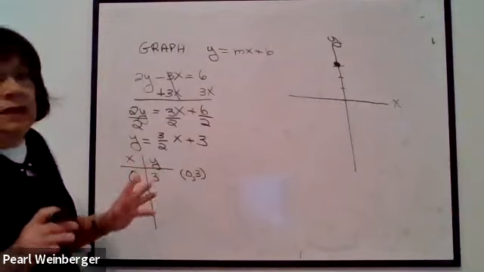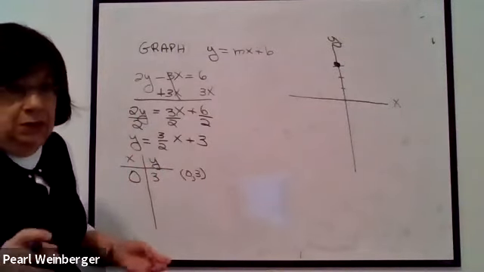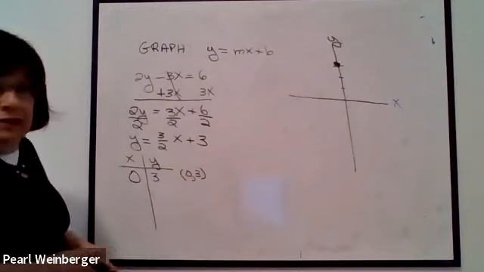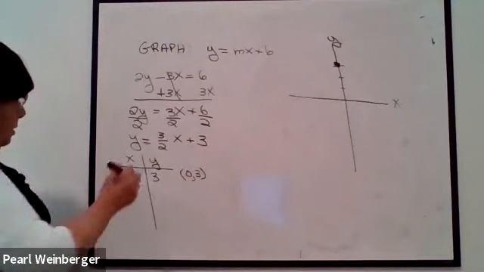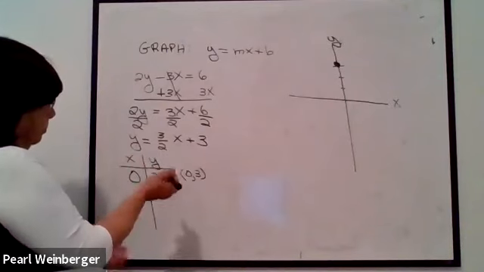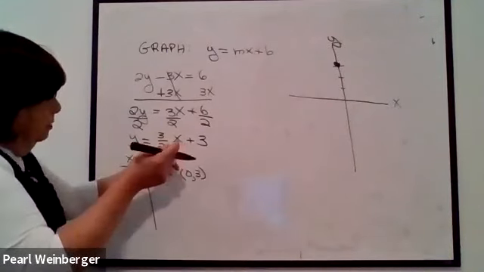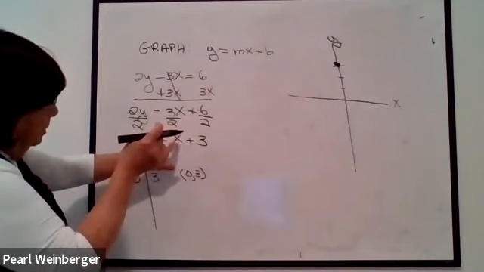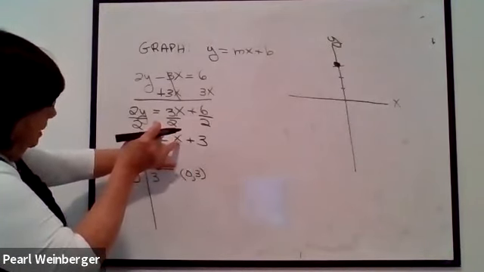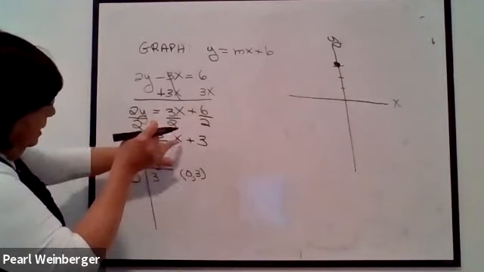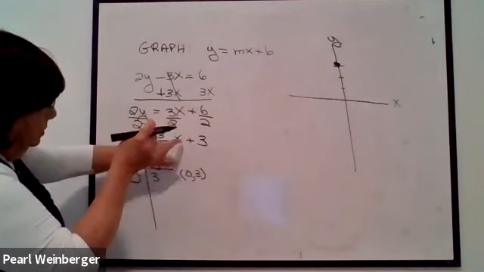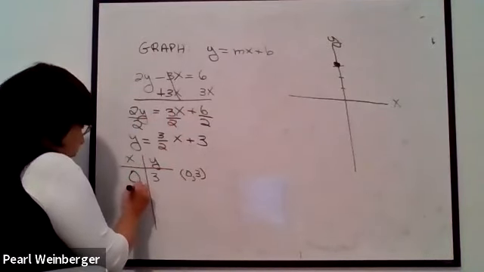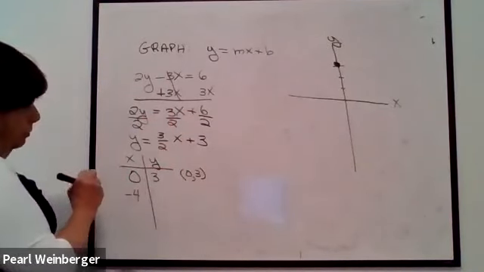Okay, we need at least 2 points because we can't connect them otherwise. So let's see if we can find another point. I'm going to pick a number for x that's even, and I'll tell you why I'm picking a number for x that's even. It's because then I can cancel out the 2 into that number. Let's say I pick -4. I just want to show you that I can pick really any number.